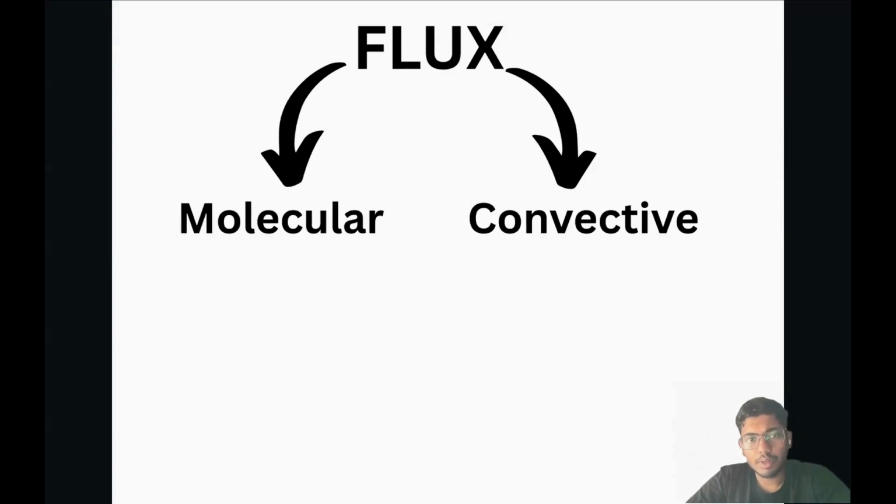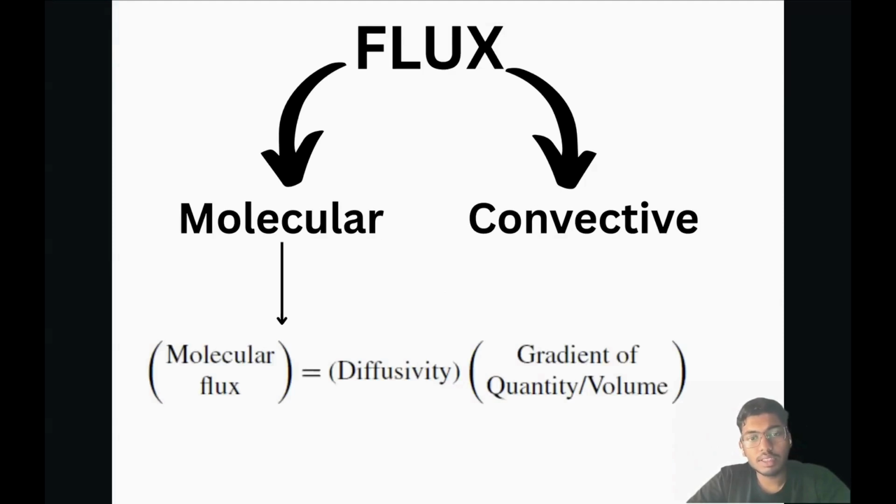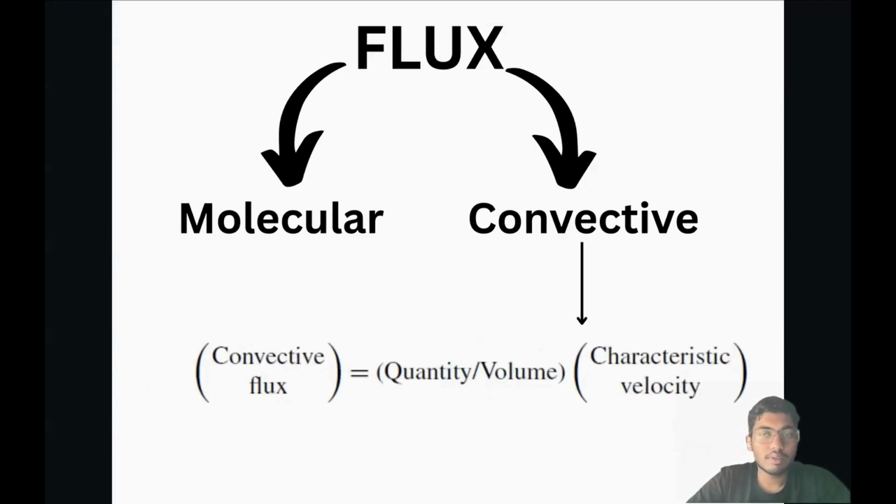Majorly, there are two types of flux. First is molecular flux. Secondly, convective flux. Molecular flux is diffusivity into gradient of quantity by volume. And convective flux depends on the velocity of the quantity that we are looking at. And in convective flux, mostly there is movement of the molecules. That's why a characteristic velocity is related to convective flux.